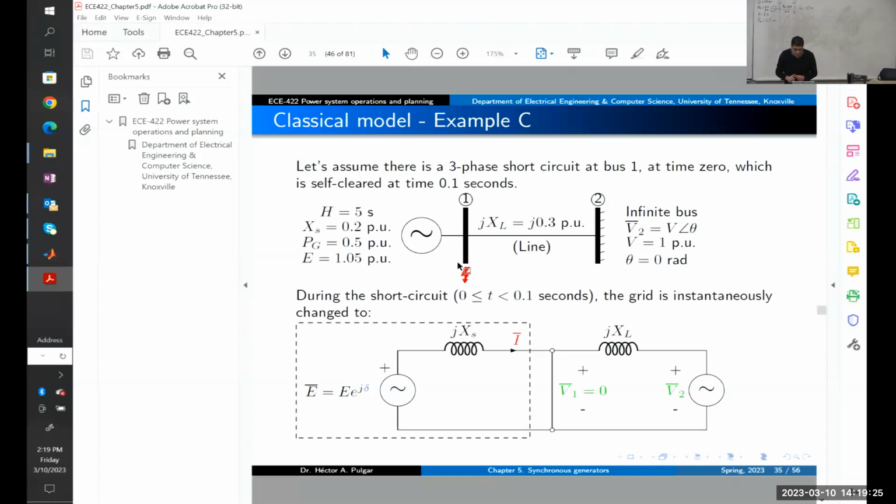I think that we got everything. And the short circuit is right there in bus 1. So what we need to determine now is the critical clearing time. That's what we need to determine.